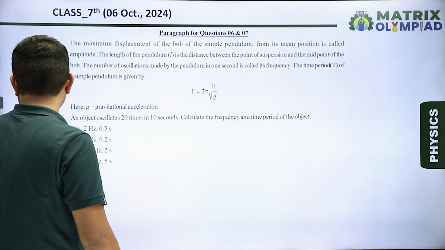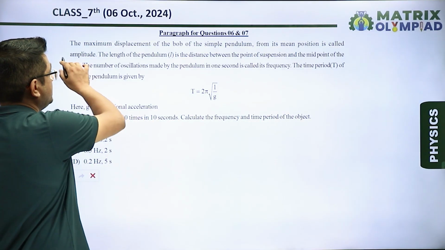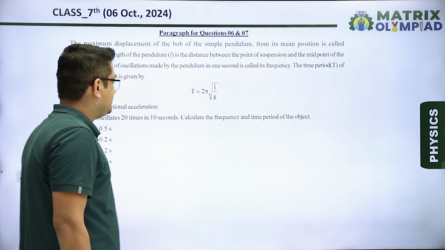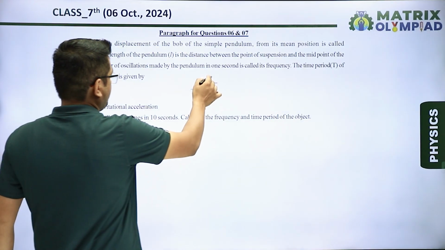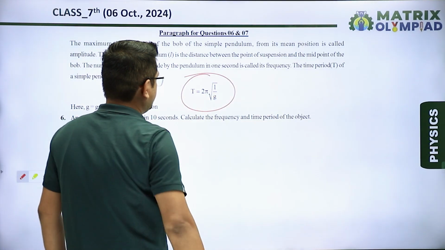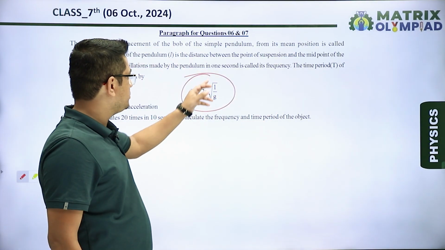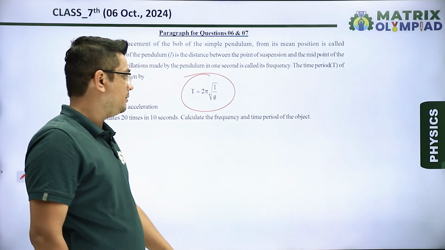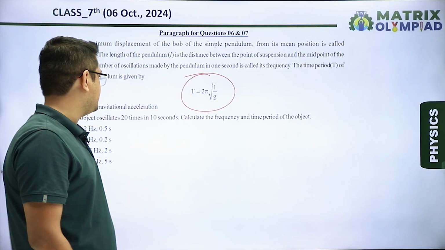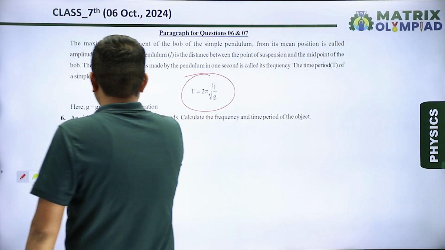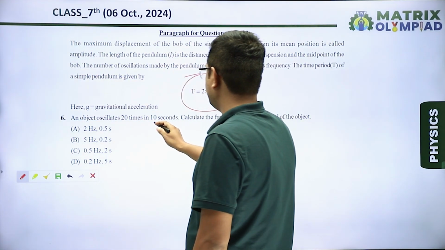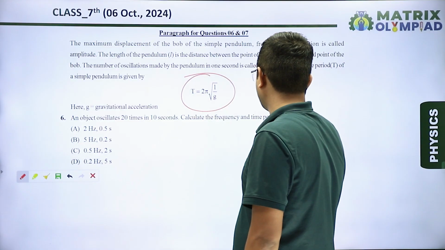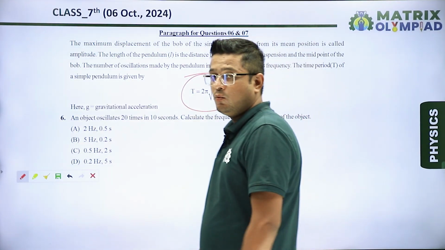Next question number 6, which is based on a paragraph. Some situations and conditions are given in this paragraph and then a question is asked. Here a formula is given. Time period of a pendulum is given by T equal to 2 pi root L upon G, where L is the length of the pendulum, and G is gravitational acceleration. An object oscillates 20 times in 10 seconds. Calculate the frequency and time period of the object. What is frequency?